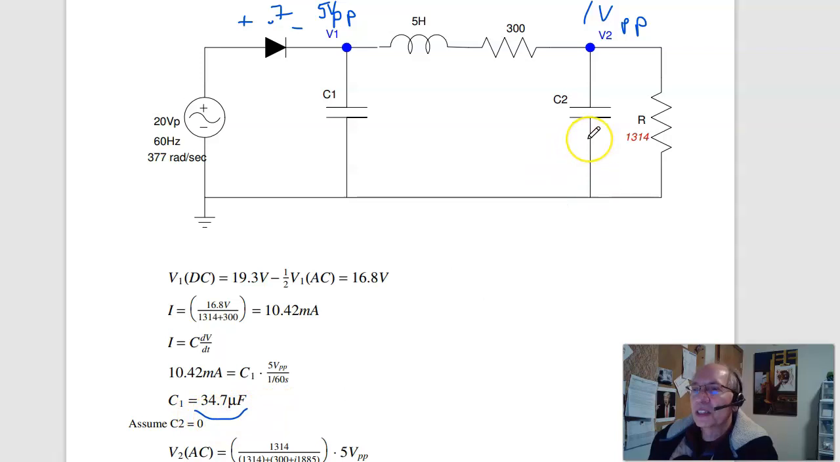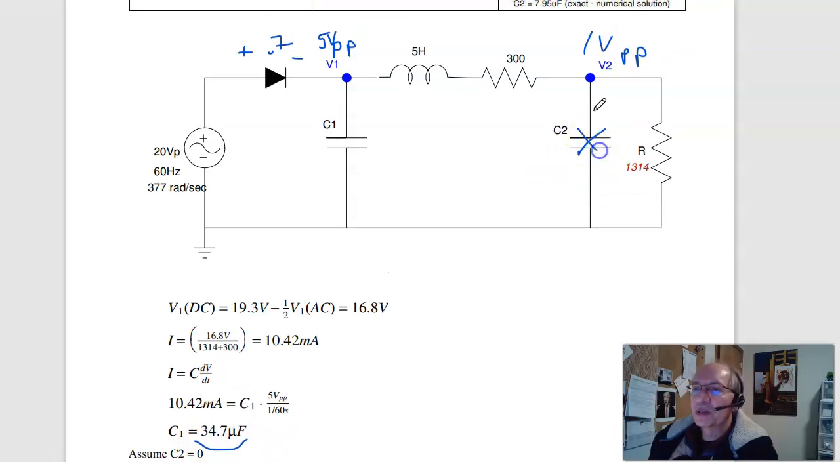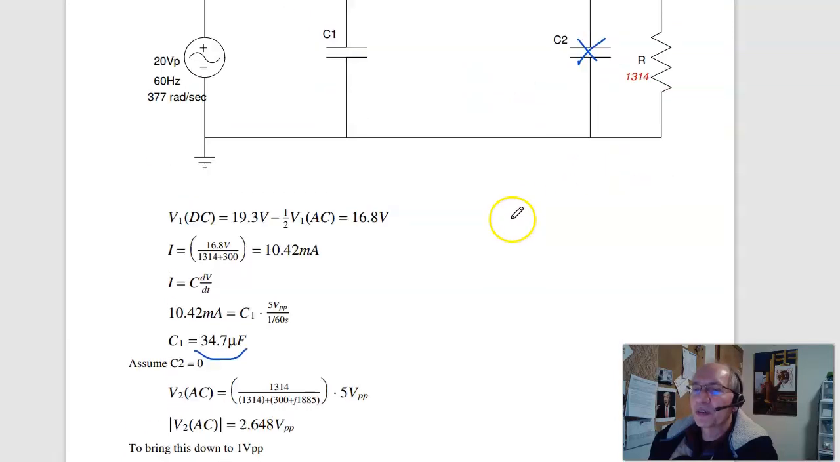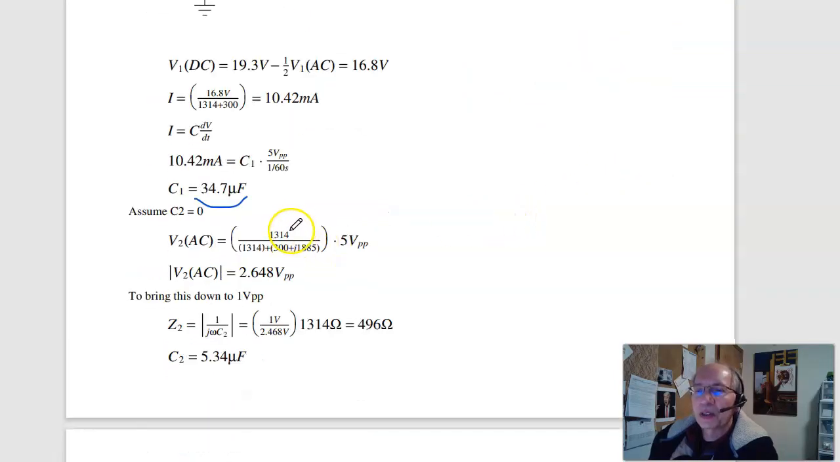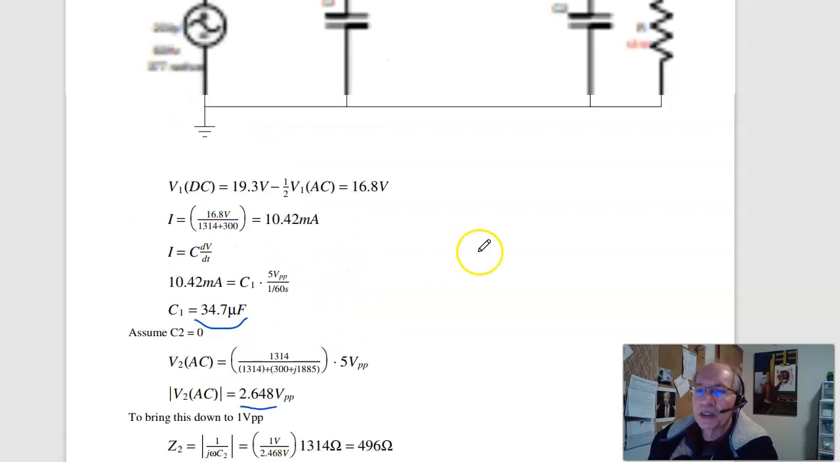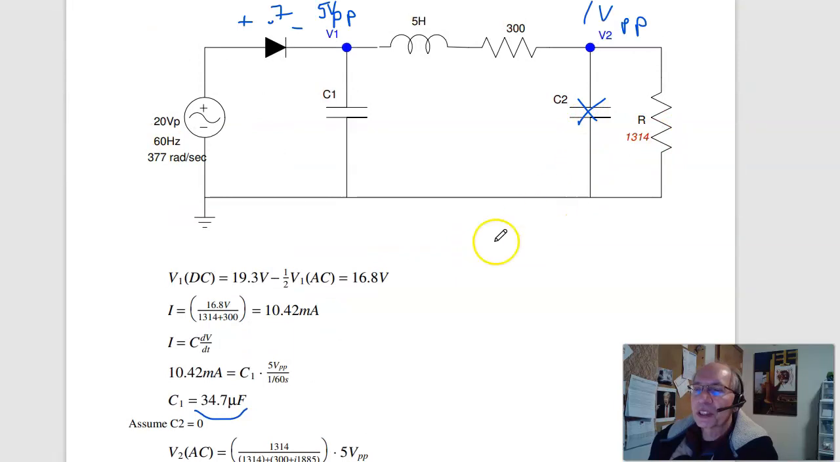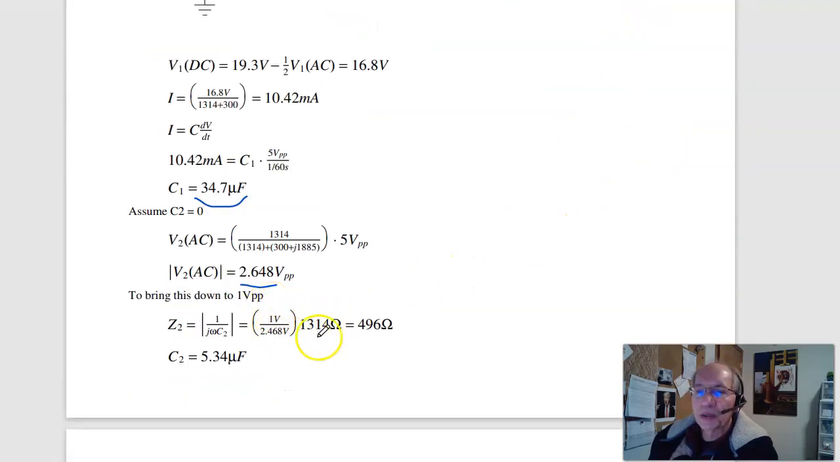To find C2, the approach I like to use is assume C2 equals 0 and find the voltage at V2. So the AC voltage will be your 1314 R1 over R1 plus R2 times the input, 2.6 volts peak to peak. I want it to be 1 volt peak to peak, so that says the capacitor needs to reduce this resistance by this ratio. I need to drop it down to 496 ohms. So roughly, I would pick C to be 5.34 microfarads, so that 1 over j omega C is 496 ohms. It's actually minus j496 ohms.